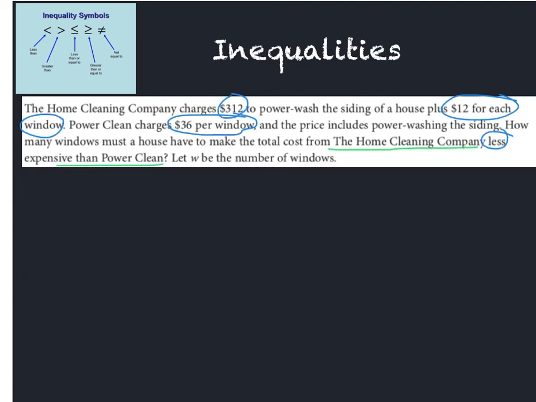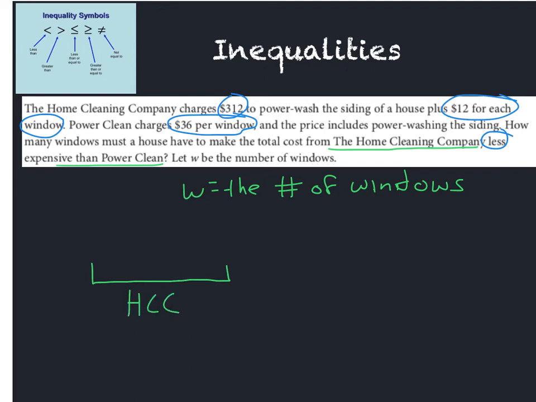So I've circled and underlined some things that are important. Here they've already defined the variable for us, W, which is going to be the number of windows. I'll go ahead and rewrite it. W is the number of windows. And this would be the type of inequality where we'd have two expressions that we're comparing with an inequality symbol. And that's what I underlined in green. So the first expression would be the home cleaning company, which I'll just put HCC for home cleaning company. And the second expression would be power clean, so I'll just put PC for power clean.